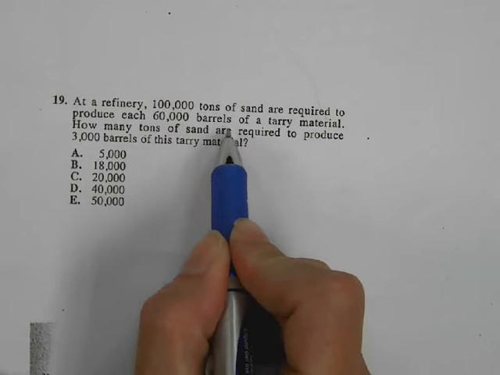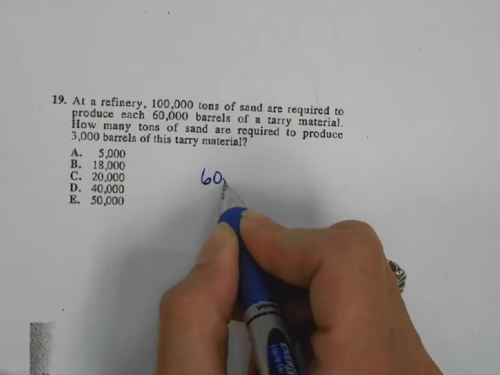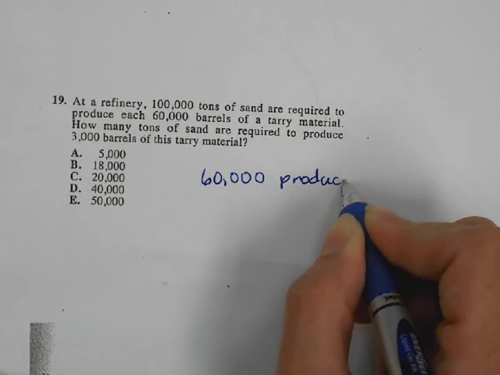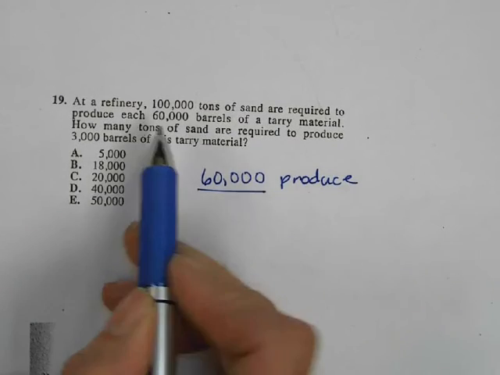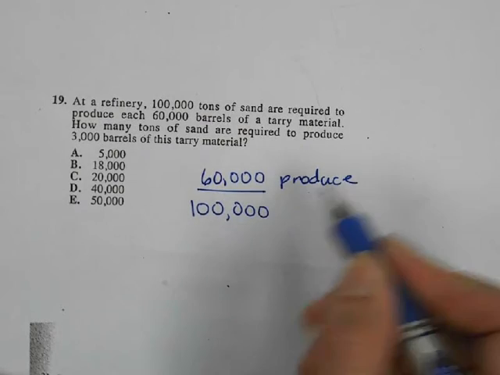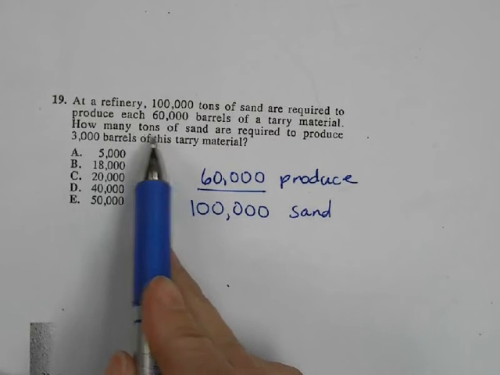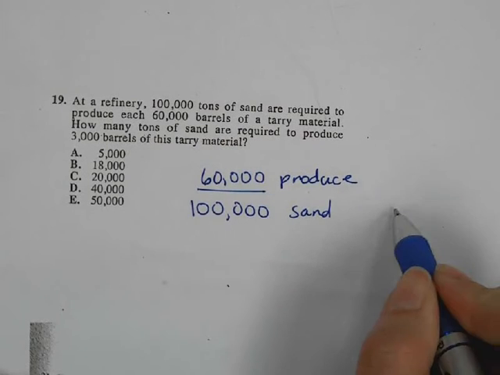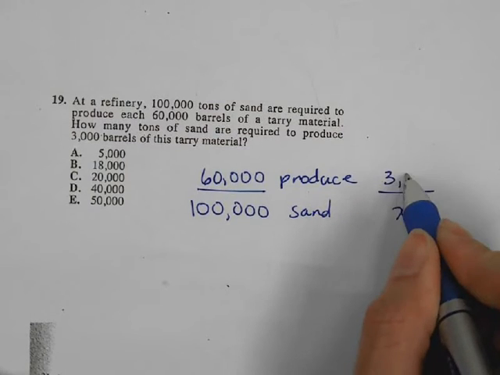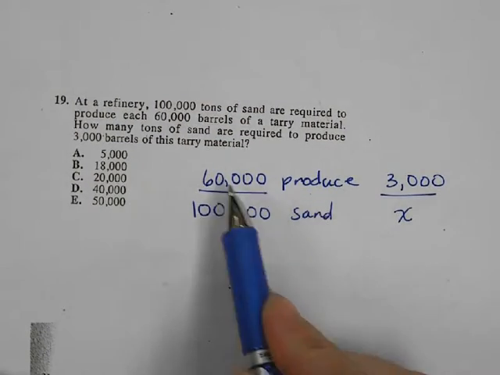Alright, so if I have 60,000 barrels of tarry material, that's how much I can produce. I'm going to put that here. That's my production, or my produce. So that is out of 100,000 tons of sand. So the question is, how much sand, we'll let that be X, is required to produce 3,000 barrels. I'll put it on top here because I put this one on top.